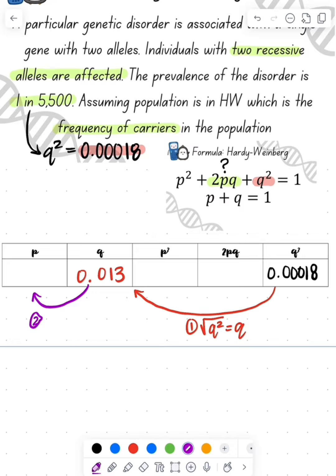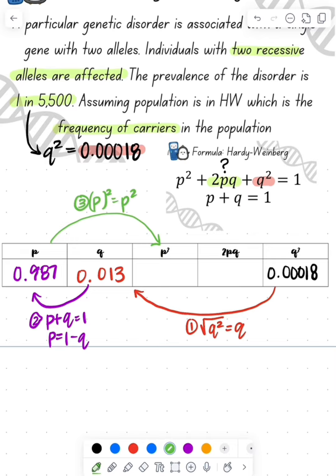And then I know that p plus q equals 1. So 1 minus my q is going to give me my p value. So that's 0.987. So if I know my p, I can now square that number to find my p squared. So if I do 0.987 squared, that's going to give me 0.973.